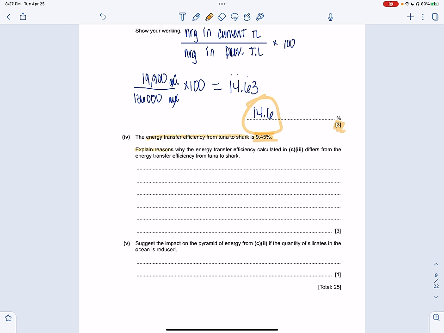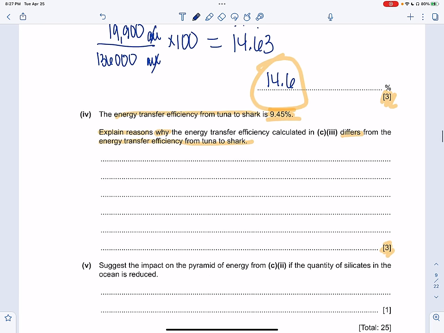Give reasons why the energy transfer efficiency calculated for the fish larvae eating the diatom is different from the energy transfer efficiency from tuna to shark. And so the first thing we're going to say is they were pretty vague, and we're going to clear that up. They said, how is it different? We're going to talk about specifically that. And it could be the reverse argument. You could say the tuna to shark is less efficient, or the diatom to fish larvae is more efficient. And that's what I'm going to answer.